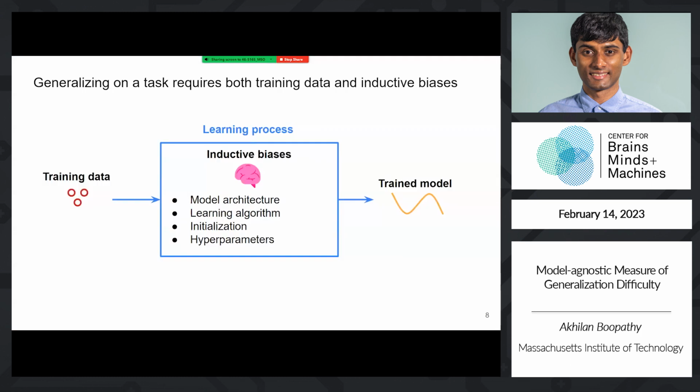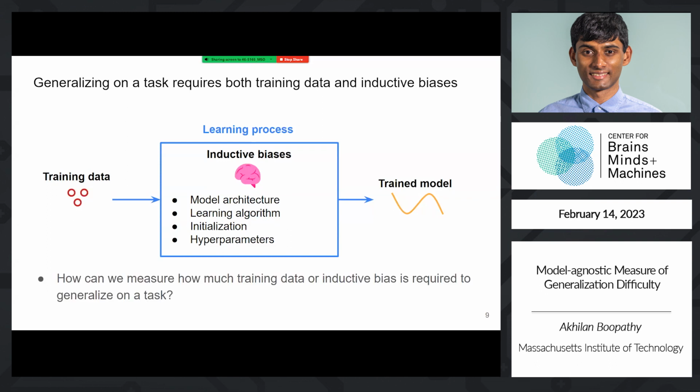But first, let's imagine that we're in a typical machine learning setting. We have some set of training data, which is fed through some learning process to produce a trained model at the end. The learning process typically includes a lot of inductive biases. These can be the model architecture we're using, the learning rule, the initialization of the model even, and various other hyperparameters. People generally think that both the training data and the inductive biases are important to generalize well.